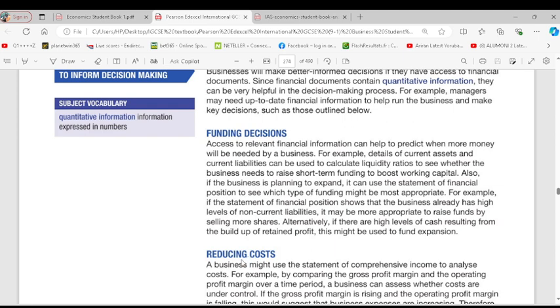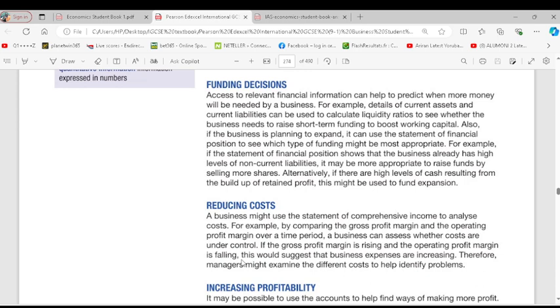Access to relevant financial information can help to predict when more money will be needed by a business. For example, details of current assets and current liabilities can be used to calculate liquidity ratios to see whether the business needs to raise short-term funding to boost working capital. Also, if the business is planning to expand, it can use the statement of financial position to see which type of funding might be most appropriate. So literally, managers need to make decisions about finance, funds, when they need funds, when they don't need funds. And this decision can only be made if they have access to the statement of financial position or the statement of comprehensive income. Is it clear?